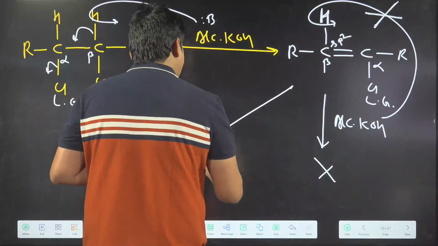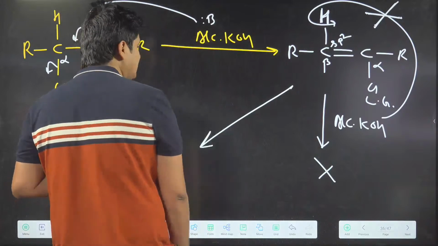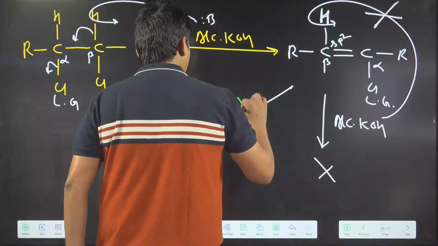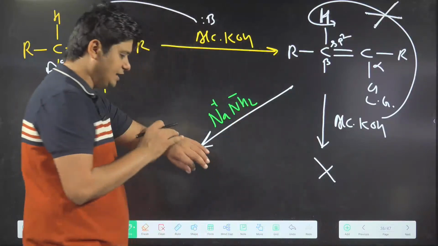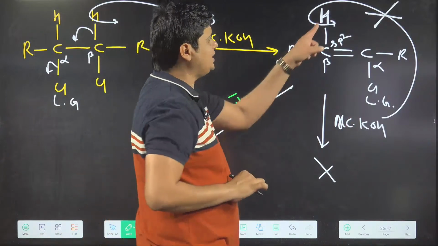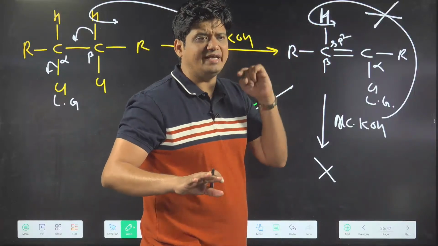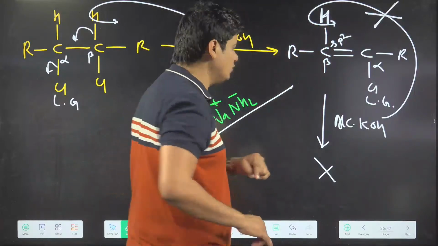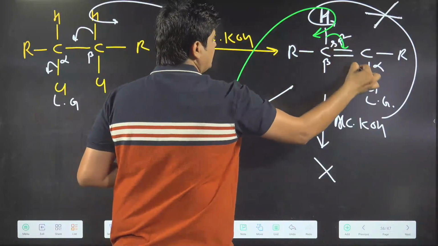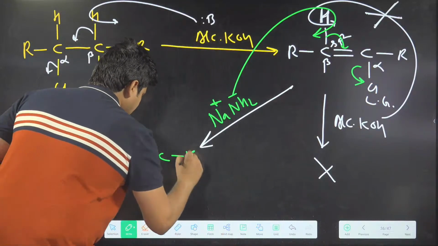So we need a dangerous base. A dangerous base means a base stronger than alcoholic KOH, and that is NaNH2, sodamide. Sodamide will say, my friend alcoholic KOH, you are not able to remove this beta hydrogen? No problem, I will remove it. I am more dangerous than you. So this sodamide is going to remove this beta hydrogen. What will happen? This is going to release and you can observe this is formed.